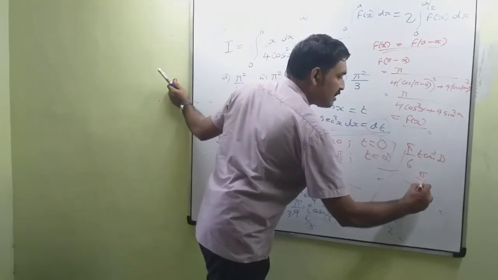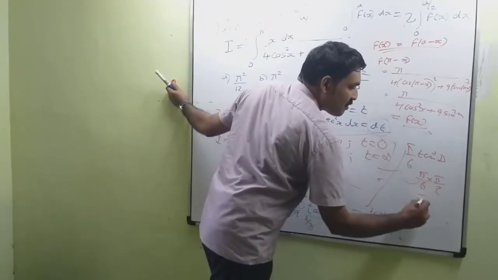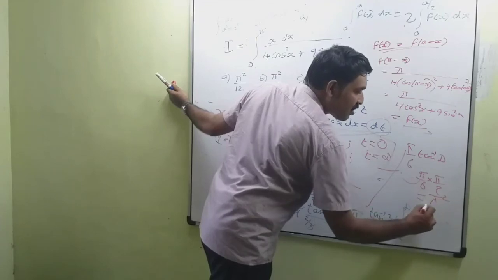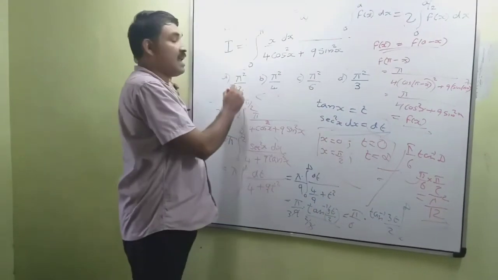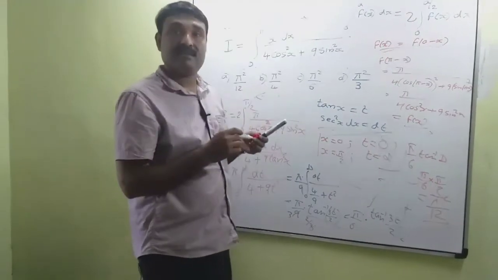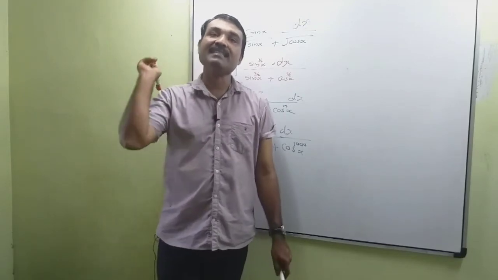Tan inverse infinity is equal to pi by 2. So this is equal to pi by 6 into pi by 2. That is equal to pi square divided by 12. This is our answer. So option A is the right answer. Now we have 4 questions. For these 4 questions, answer is same.